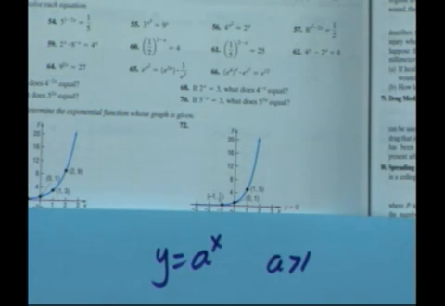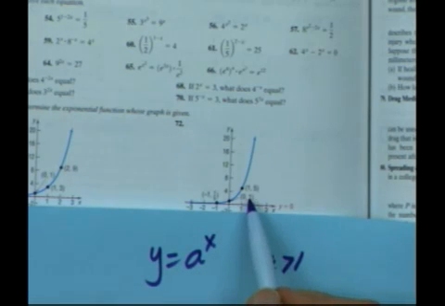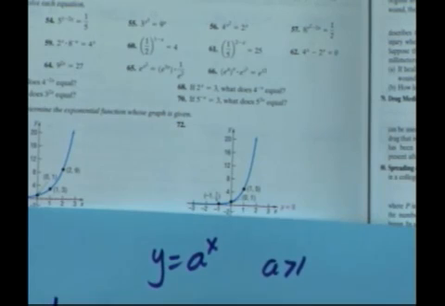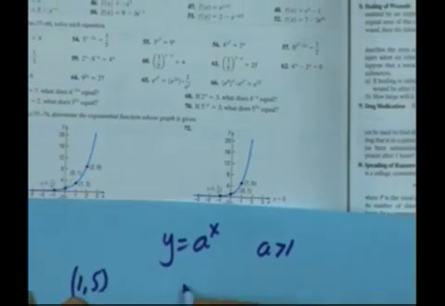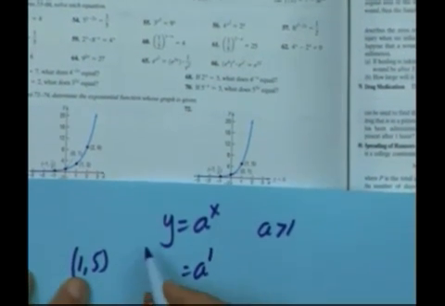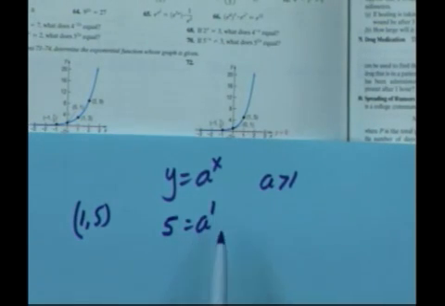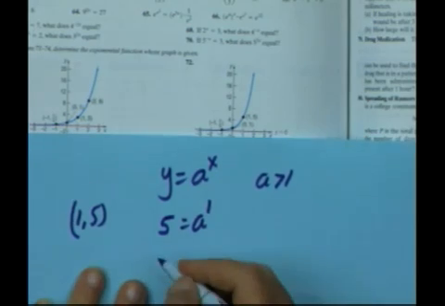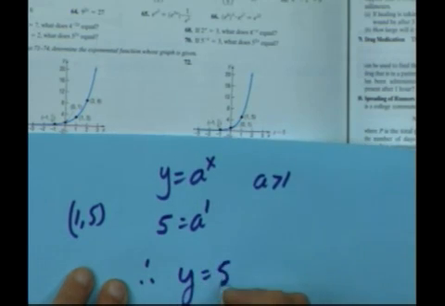How are you going to figure out what a is from this graph? Plug in your point. Just plug and chug. You're exactly right. Let's pick the point 1, 5. When x is 1, y is 5. So 5 is equal to a, right? I know that y'all think this is too easy. So we found it. Therefore, this graph is y equals 5 raised to the x.